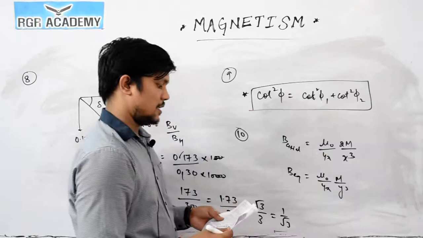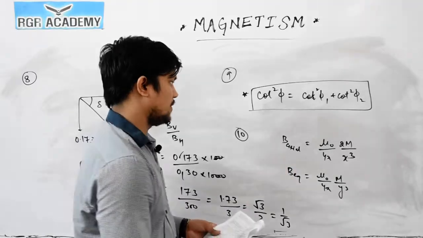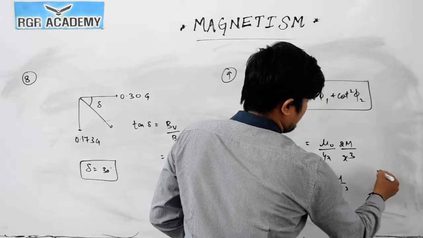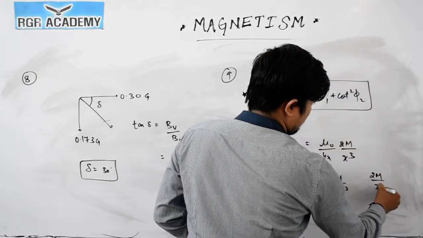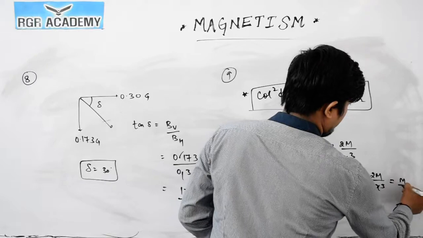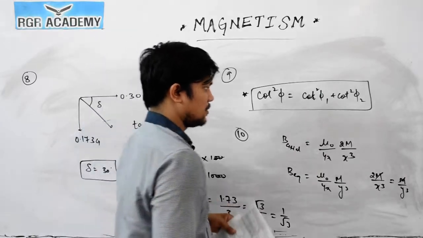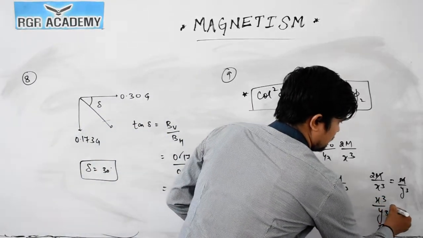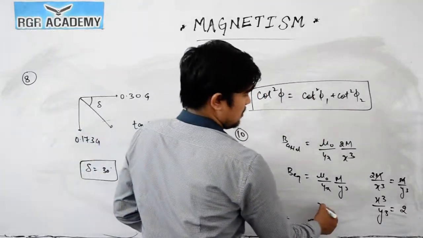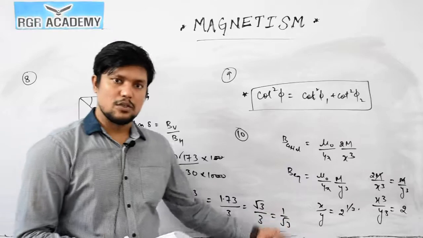Okay, so now they have given the ratio of the same magnetic field on the same magnet. So if this is the same, then we can compare these two values. What you will get is 2m by x cube equals m by y cube, and m and m will cancel. They are asking the ratio of the distances x and y, so x cube by y cube should be equal to 2. So x by y should be equal to 2 to the power 1 by 3. I have taken the cube root, okay.